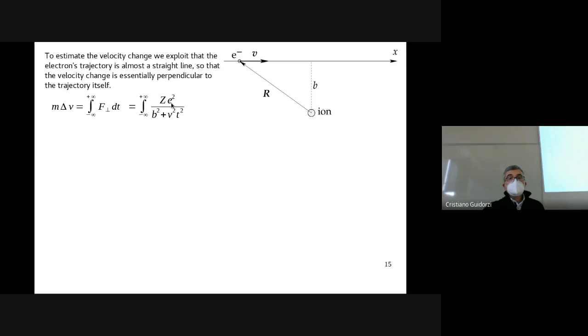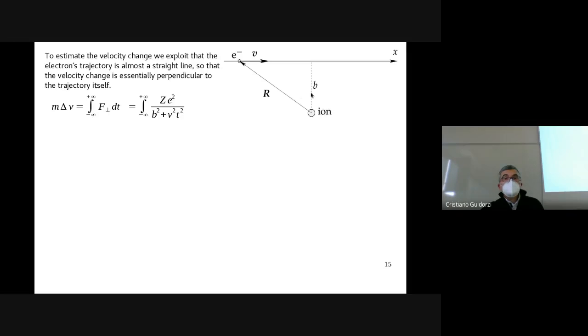Ze is the charge of the ion, Z is the atomic number. So Ze times e is the product of the two charges over the square distance. The square distance from Pythagoras theorem is just this squared plus this squared. Mind that this is the magnitude of the force. We need to take the perpendicular component.